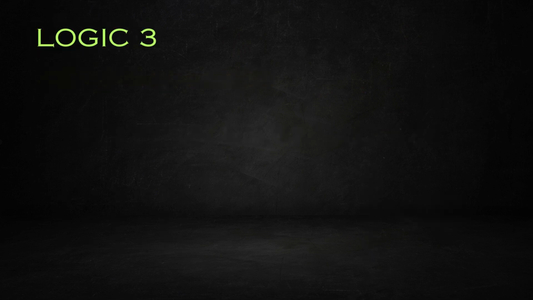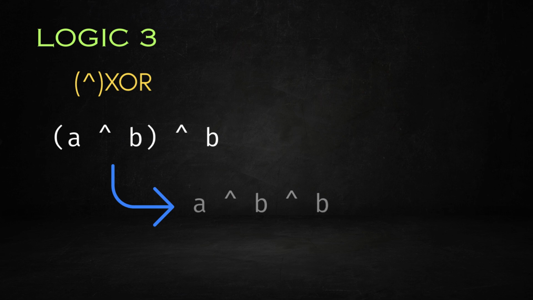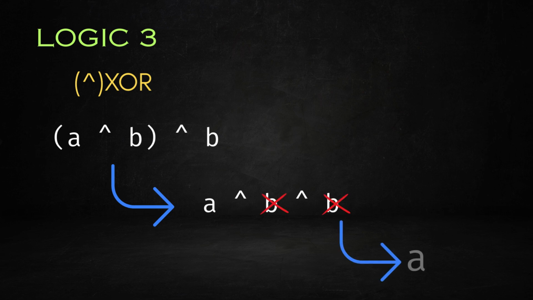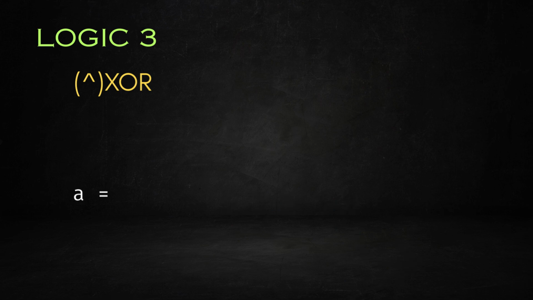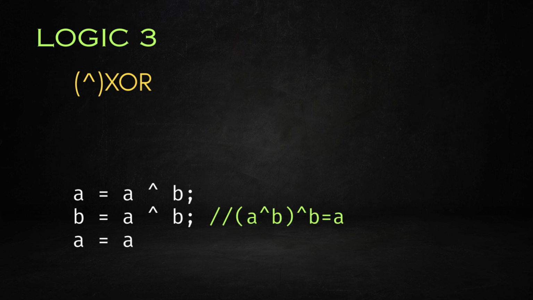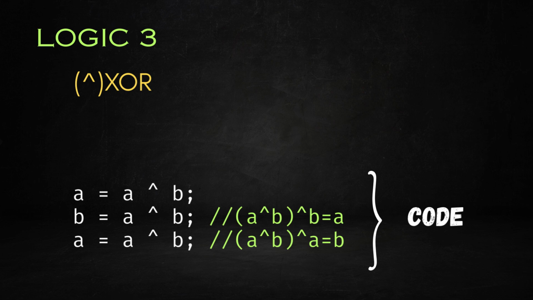Now comes an interview favorite, swapping numbers using the XOR operator. The XOR operation has a special property. When the same values are applied twice, they cancel each other. a = a XOR b, b = a XOR b, a = a XOR b. This method works without using any extra variable and without using arithmetic operations. It clearly shows a strong understanding of bitwise logic.